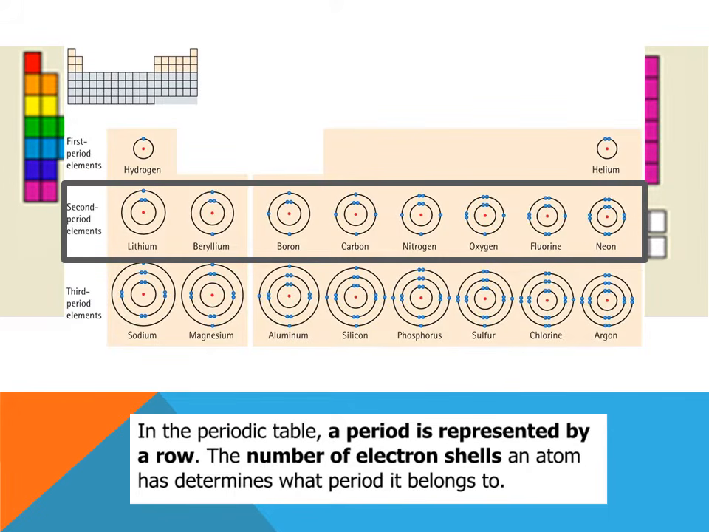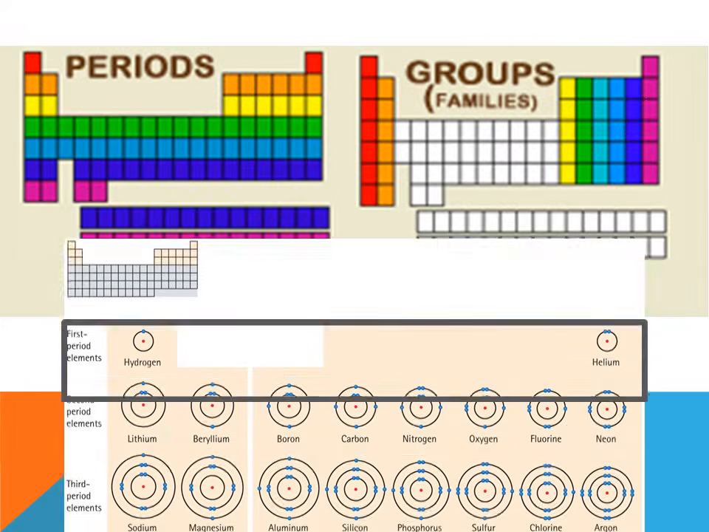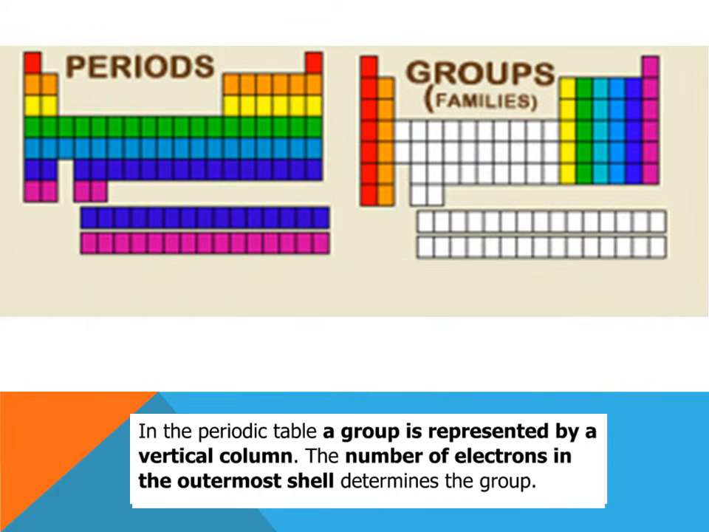Remember from the Bohr-Rutherford lab that all elements in period 2 have 2 electron orbitals. In the periodic table, a group is represented by a vertical column. The number of electrons in the outermost shell determines the group. In the periodic table, there are 10 groups, shown here in different colors.